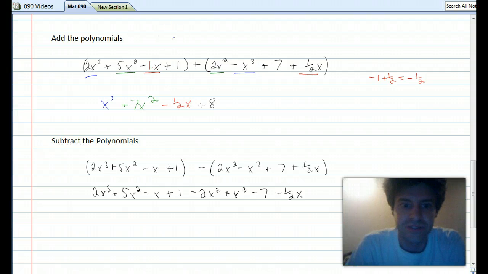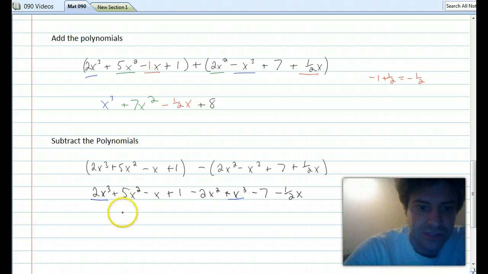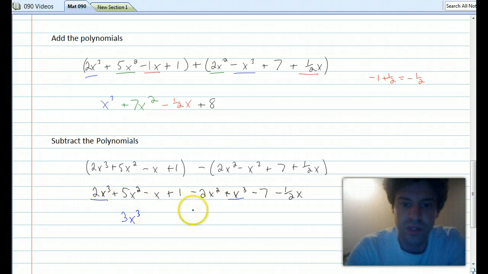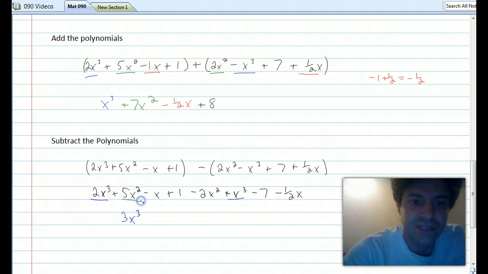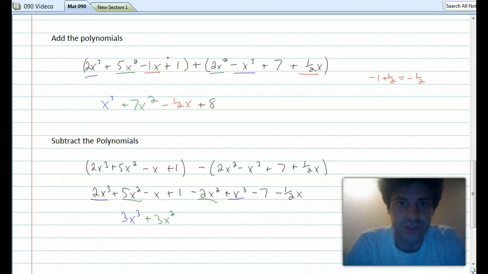Now let's find those like terms. Let's start with x cubed. We have 2x cubed plus x cubed. That's going to give us 3x cubed because we had a 2 plus a 1. The x squared terms, we have 5x squared minus 2x squared. 5 minus 2 is just, again, a 3. So our second term is 3x squared.